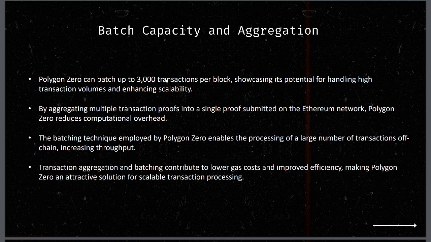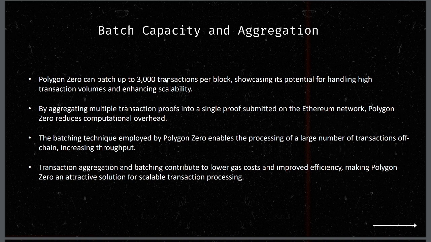As discussed ago as well, you're batching up to 3,000 transactions per block, which showcases its potential for handling high transaction volumes and enhancing scalability. You're aggregating multiple transaction proofs into single proofs submitted on the Ethereum network. Polygon Zero is reducing computational overhead. So now you have the batching technique employed by Polygon Zero. This enables processing of a large number of transactions off-chain, increasing throughput.